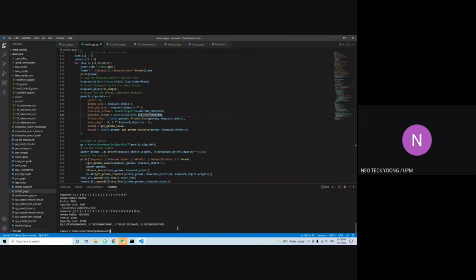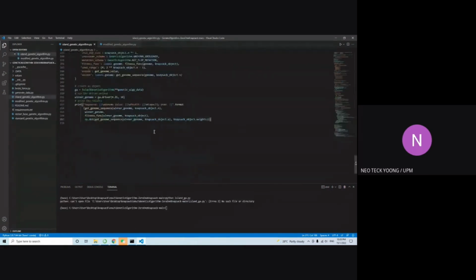You can see it also outputs the same thing. The restart GA has a lesser time, as you can see, and uses a lesser capacity. And this is the amount of the reward. Now let's go towards the island GA. All right.